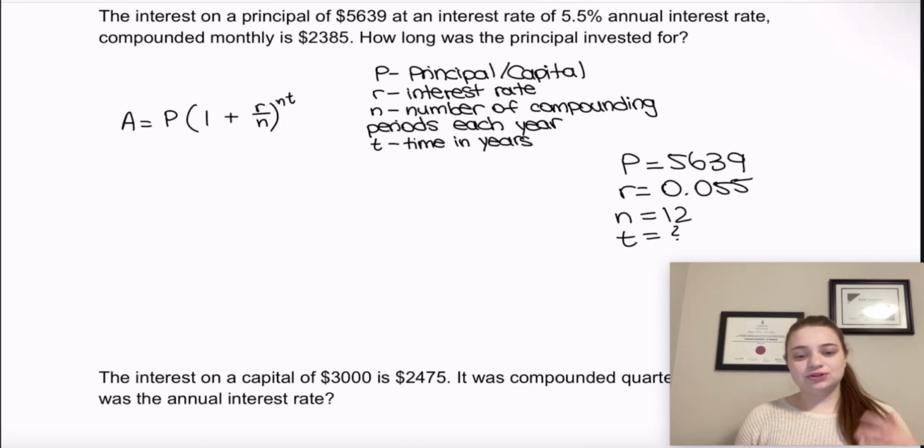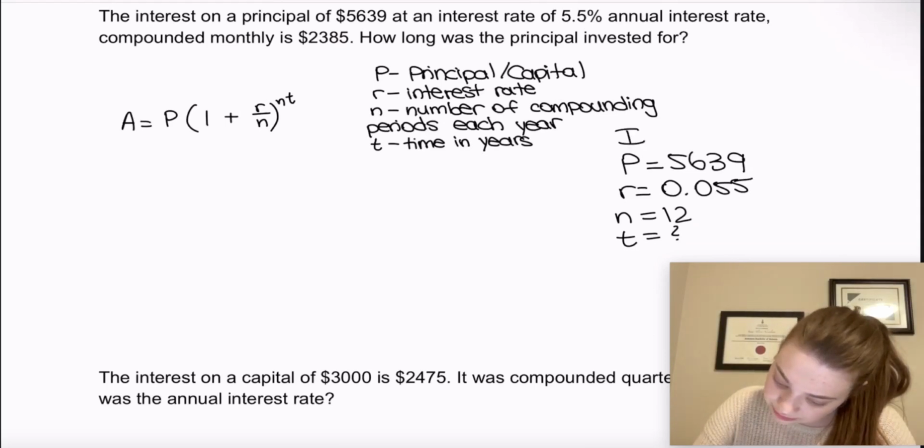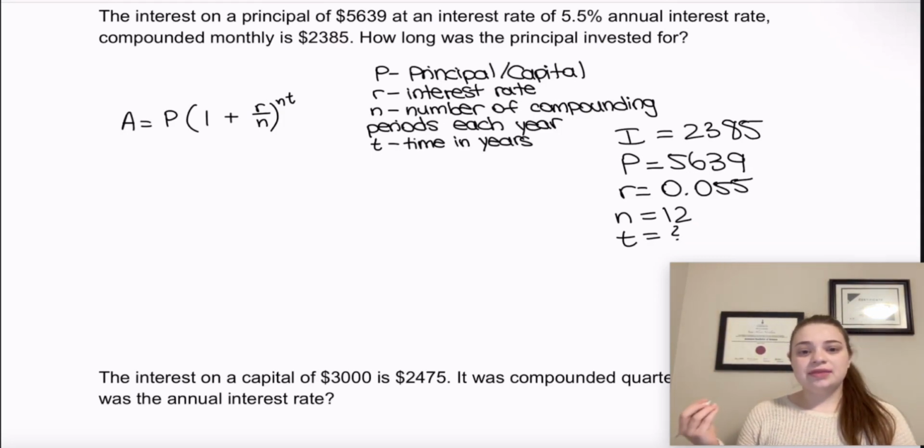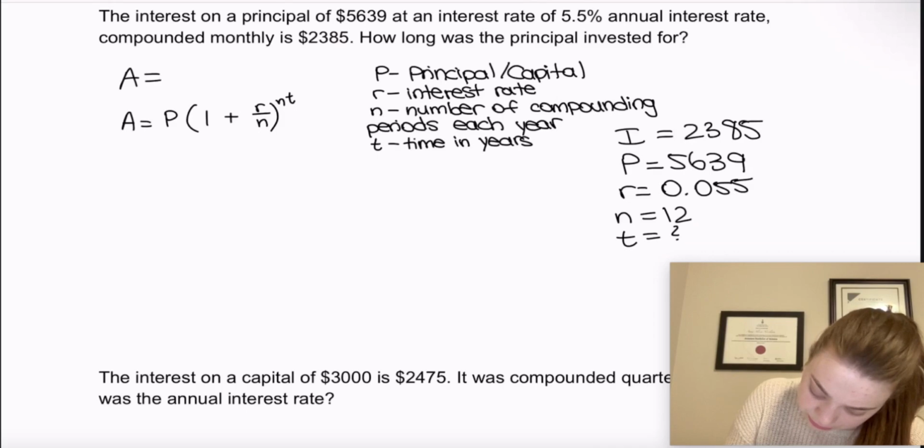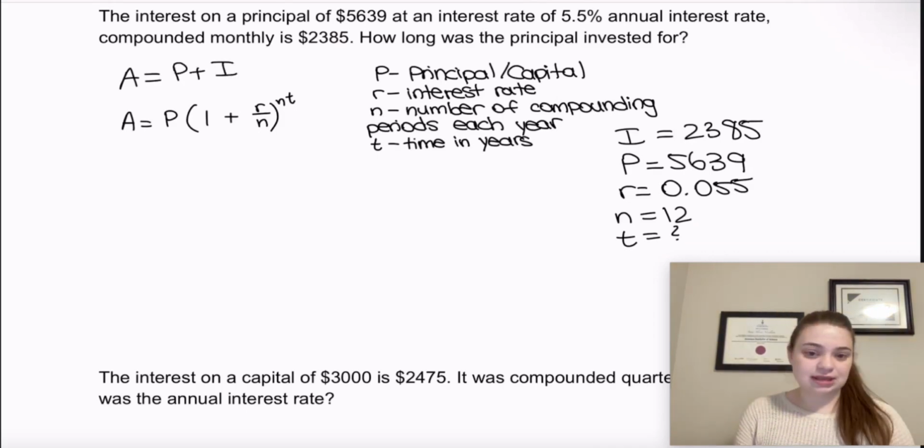The only problem is you might also notice that A, the total amount, is not something they told us, but they did tell us that the interest we got in total during this time period, however long it was, that interest was $2,385. And we also know that the total amount is just the principal plus the interest, right? So we know that A is equal to P, principal, plus interest, P plus I. So therefore, we can just plug that in for A, we can sub that into our equation, and then solve for T, because at that point, T will be our only unknown, since we do know what the principal plus the interest is.